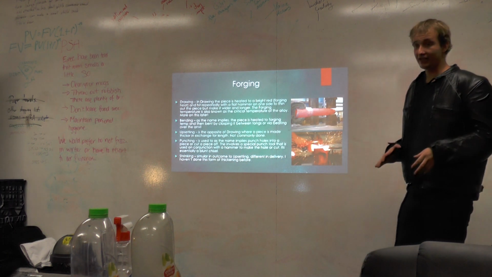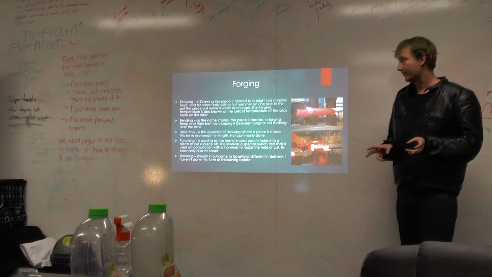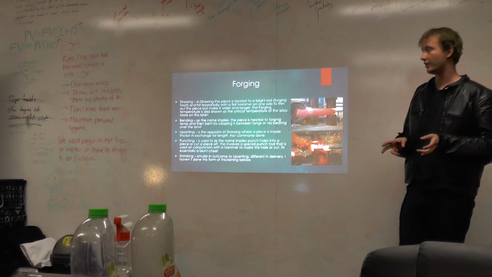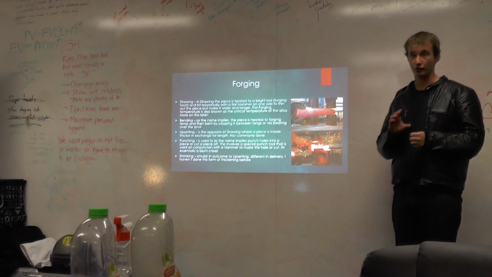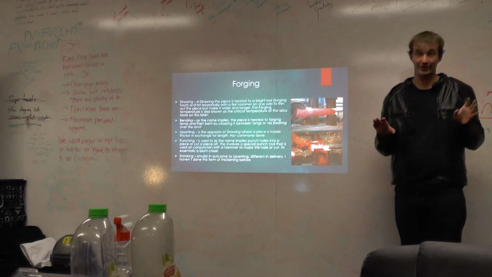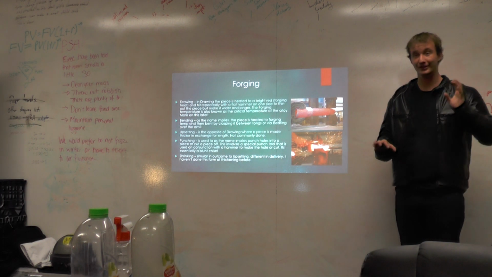Now, I'll go into more detail behind the forging methods. Drawing: in drawing, the piece is heated to a bright red, which is the forging heat, and which is also known as the critical temperature. That one is important, and I'll come back to it.